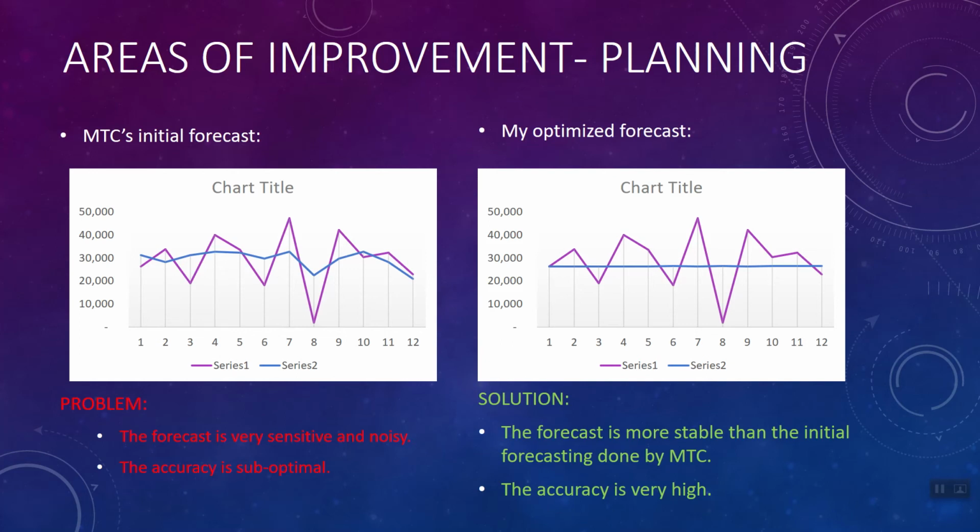The advantage of exponential smoothing method was I could give optimized weight to my previous data. The solution: the forecast is more stable than the initial forecasting done by MTC. As you can see, the blue line is pretty stable as compared to the demand, due to which the accuracy was very, very high. This was a major improvement in planning department.